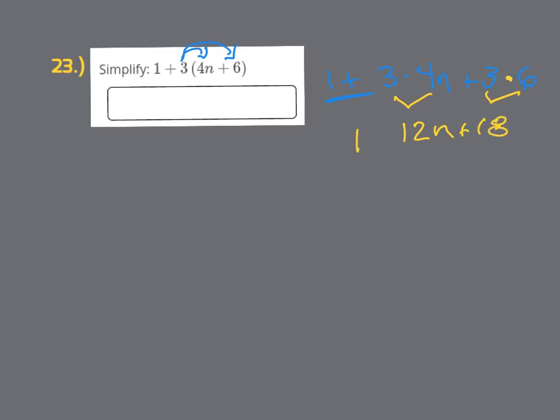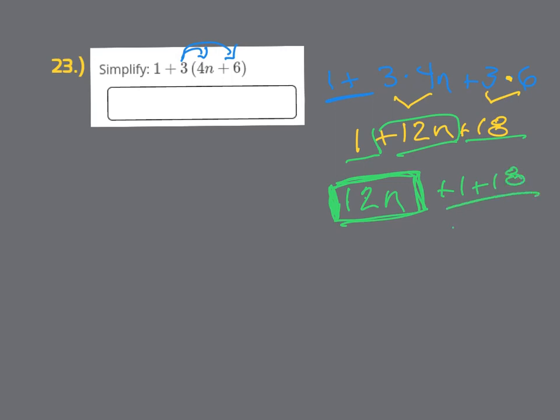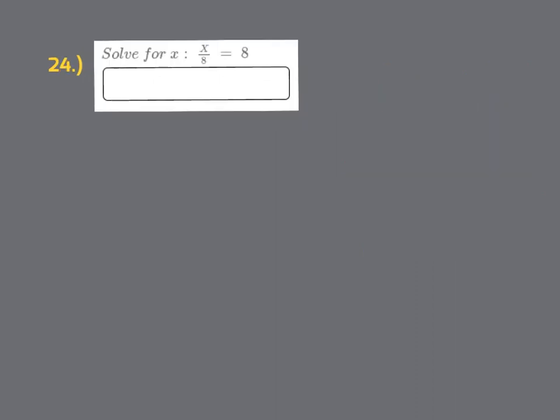Bring down my 1 plus. I'm going to box and underline. I've got an underline, I've got a box. Once I rearrange, I know that my 12n doesn't have anything being done to it. It's in a box. There it is, my 12n. Plus 1 plus 18. 1 plus 18 is, of course, 19. Bring down my 12n. My answer is 12n plus 19. Confidence.